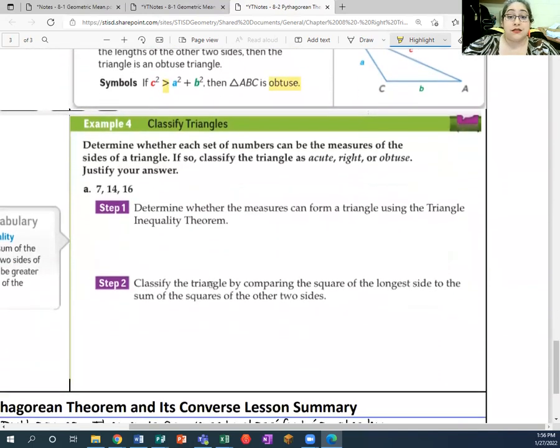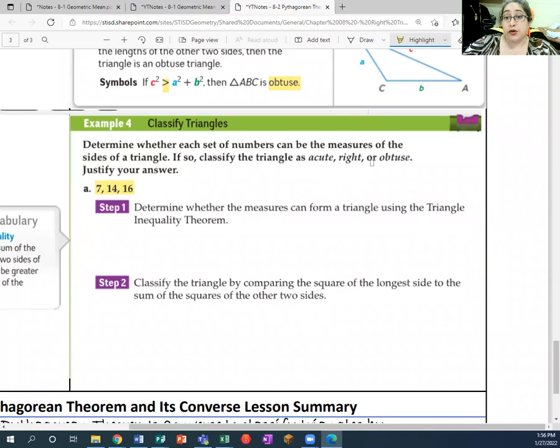Let's practice. So we want to determine if the triangle with these three side lengths is acute, right, or obtuse. First thing to do is, can these be a triangle? Because if these can't make a triangle, then I basically don't have to do anything else. I can't classify it, because if it's not a triangle, it can't be an acute triangle. So I need to go back to look at the triangle inequality theorem from chapter 4.